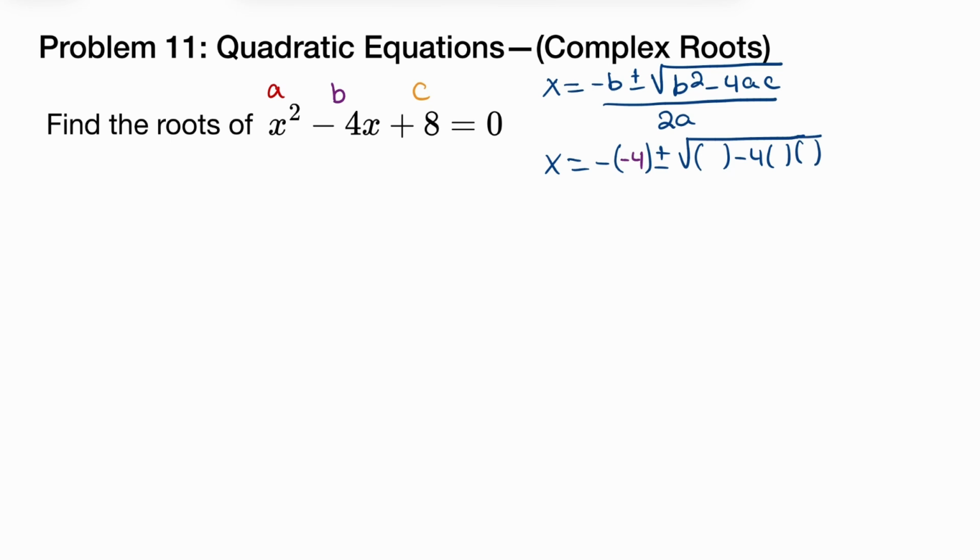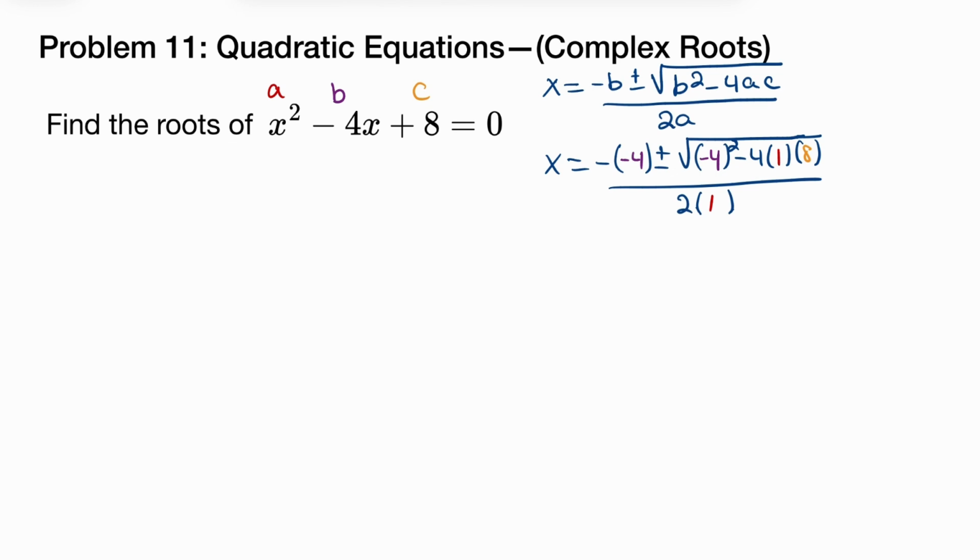We know that b is -4, that's -4 squared, minus 4 times a is 1, and c is +8. This is all over 2 times 1, and we know that a is 1.